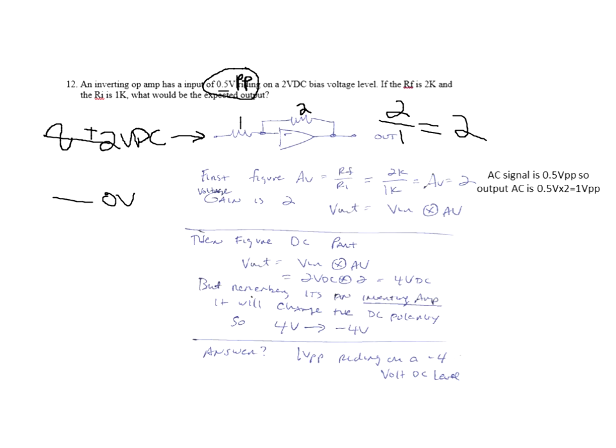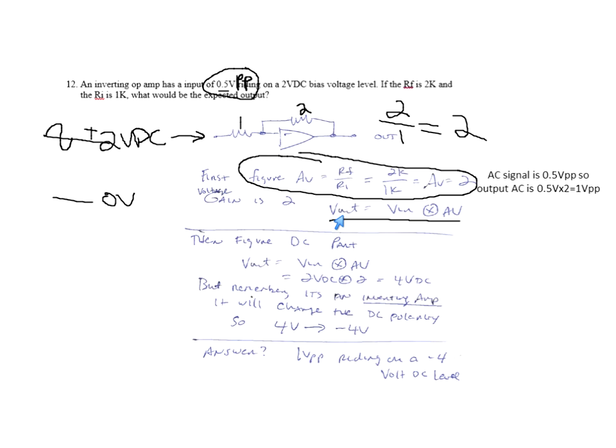Here it is, right here. Figure the voltage gain. Your voltage gain is 2. Now, your formula for finding the V out is V out equals V in times my voltage gain, which gives me my output voltage. So over here, my input voltage times my voltage gain gives me my output voltage.